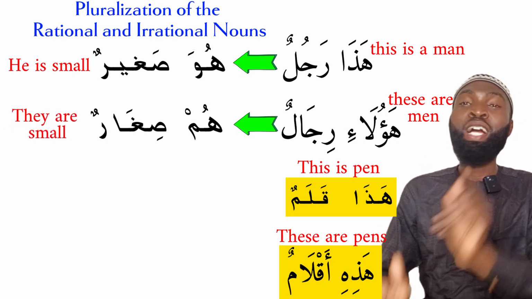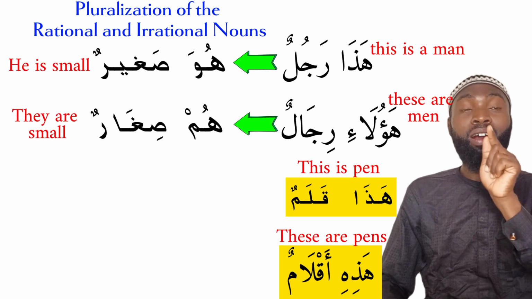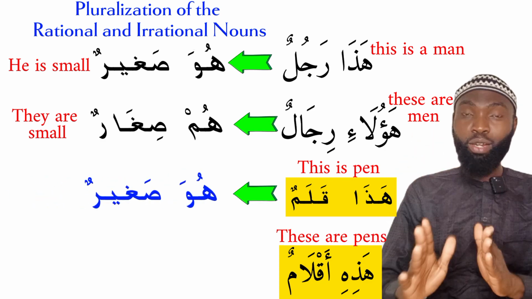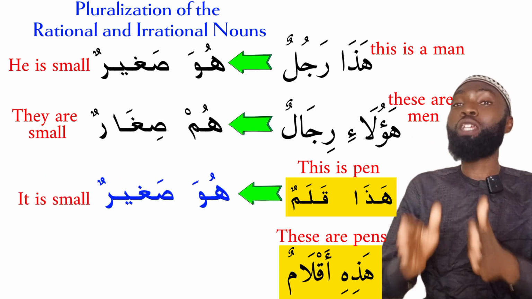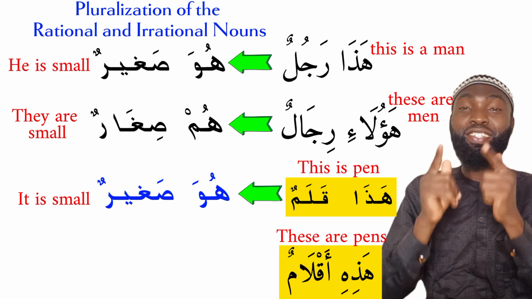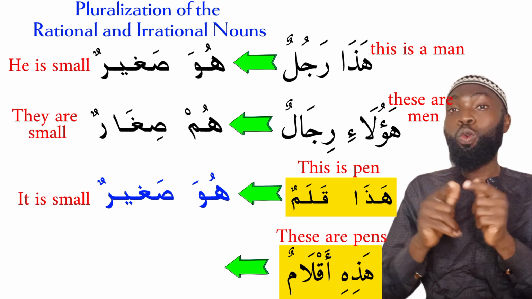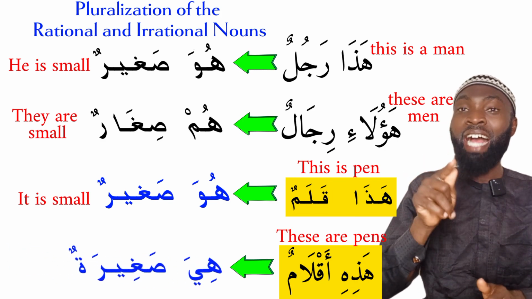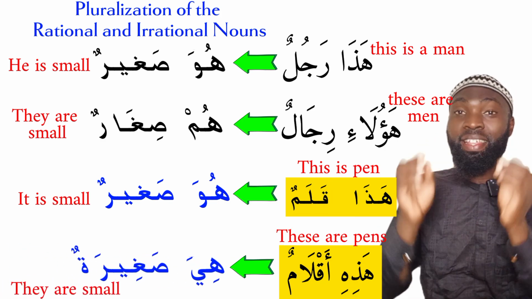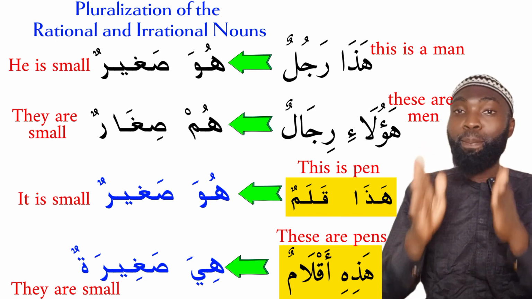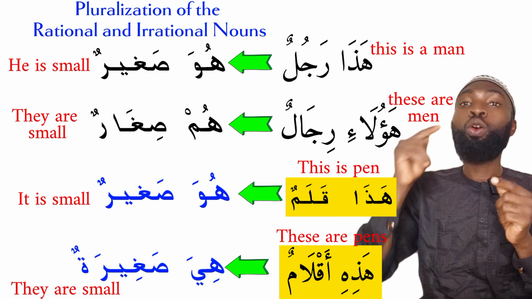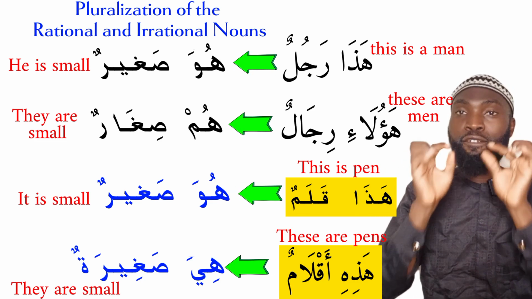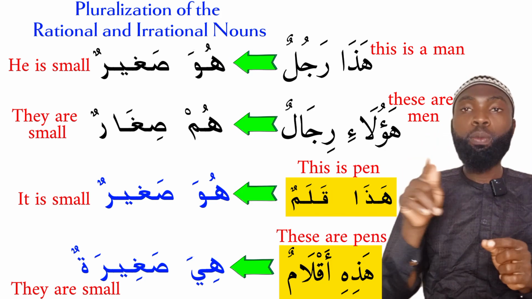Coming to the irrational, when we say hadha qalamun, this is a pen, here we are going to be saying huwa saghirun, it is small. But when we come to the plural, what we'll be doing is not the same as we did with the rational noun. Here we will not say hum sigharun. Rather we say hiya saghiratun, they are small. So in the plural irrational, we will not say hum. No, we'll be using hiya, which is the pronoun for the singular feminine noun.